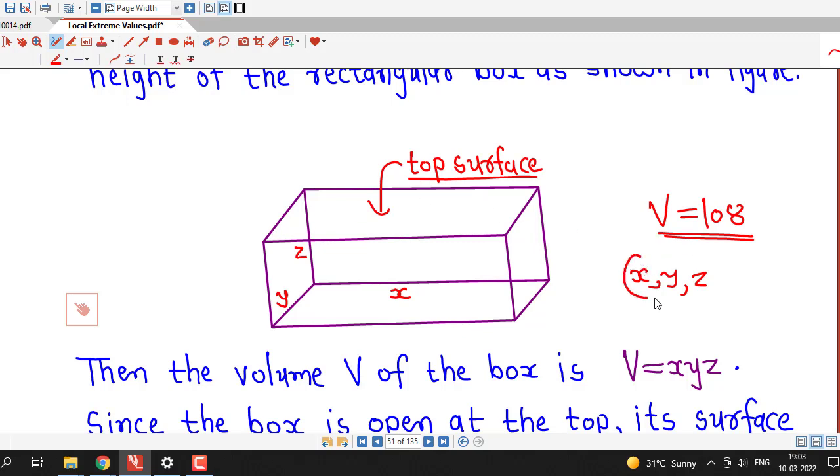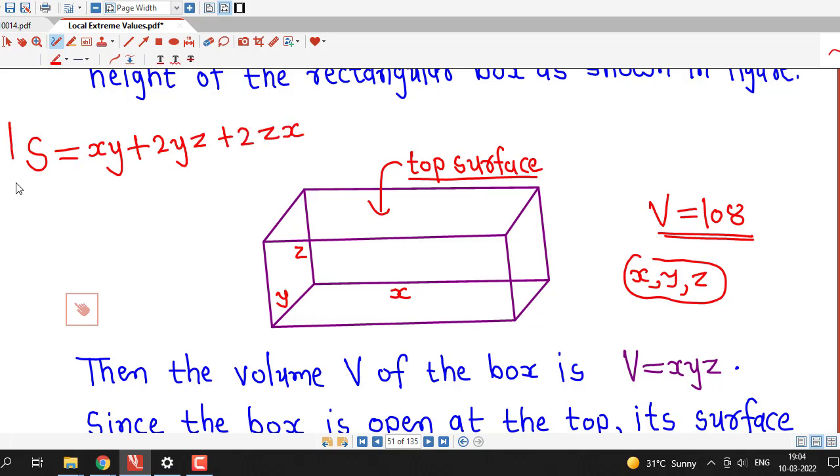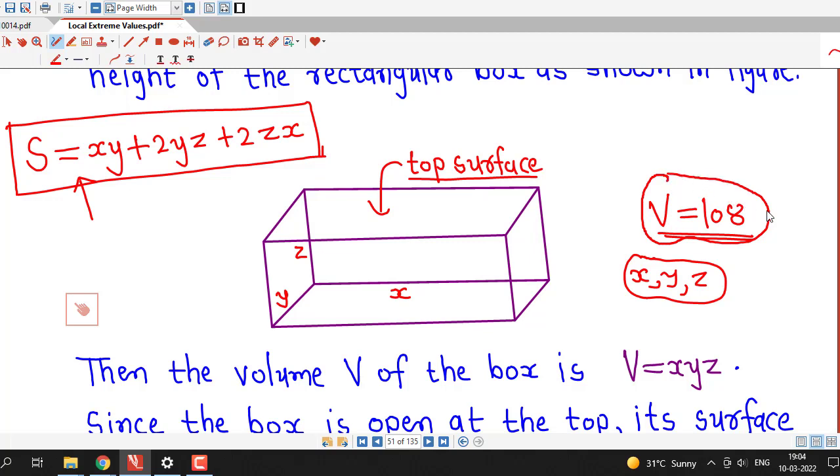So the amount of material required will be equal to surface area of this box, and we know that surface area of the box which is open at the top is given by xy plus 2yz plus 2zx. We have discussed how this is coming in lecture number 29. So if you have not seen lecture number 29, I suggest you to watch lecture number 29 first and then go for this lecture.